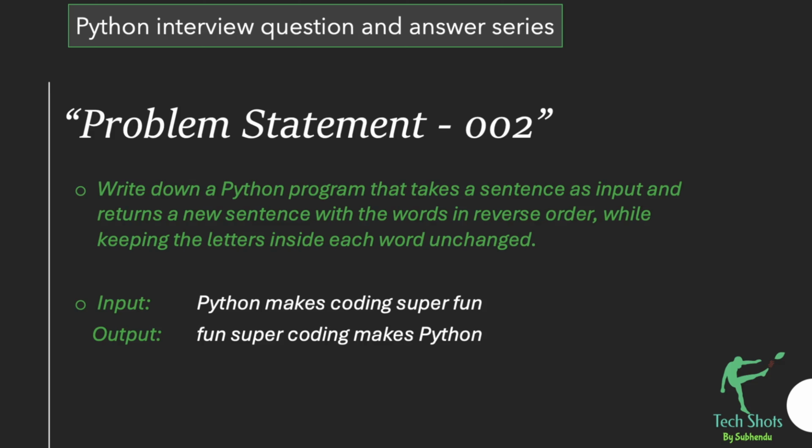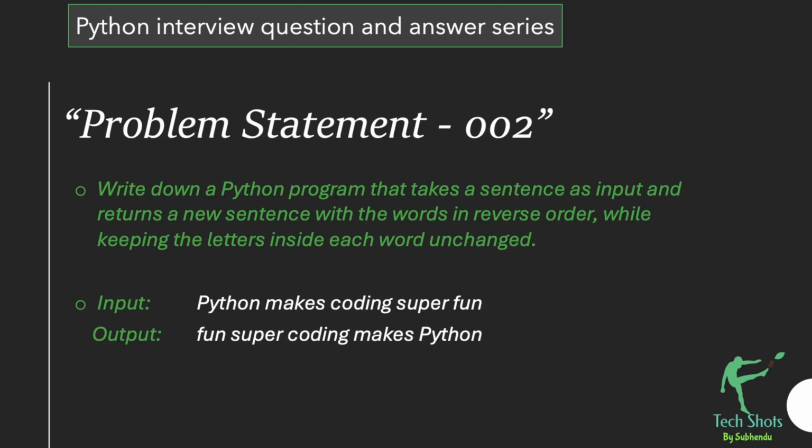So the problem statement that we have for today is: write a Python program that takes a sentence as input and returns a new sentence with the words in reversed order, while keeping the letters inside each word unchanged. That means in an interview, you will be given a sentence like "Python makes coding super fun", and the expected output would be "fun super coding makes Python", right? That means we need to reverse all the words in the given sentence.